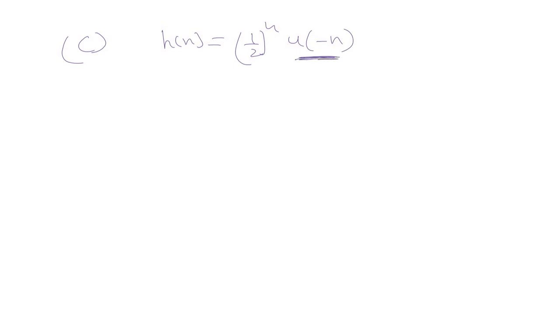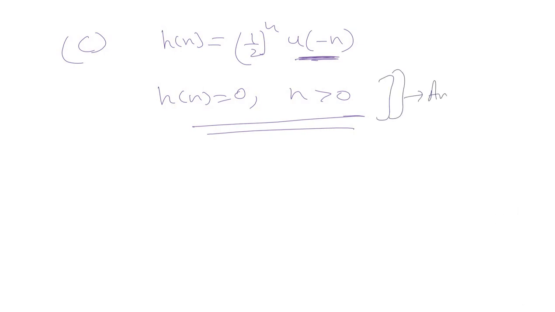Moving on to the third part. The impulse response given is h of n equal to (1 by 2) raised to power n, u of minus n. So clearly, if you look at it, h of n is equal to 0 for n greater than 0. It is the reverse of what we would say is a causal system. Such a system is known as anti-causal.